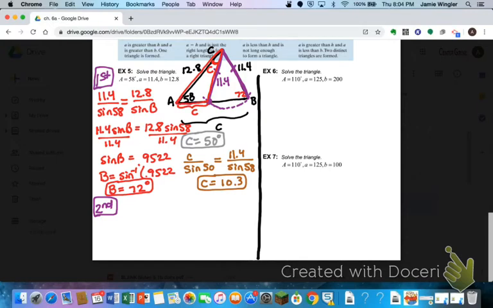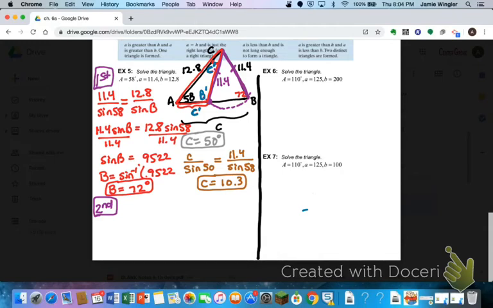This triangle in red has a 58-degree angle, an 11.4 side, and a 12.8 side, and that was my given information. So now I'm going to use that triangle and try to find my missing parts. Well, this angle right here, I'm going to call angle B prime. I'm going to call this angle up here C prime, just to show it's different from the other angle C. And I'm going to let this side be side C prime.